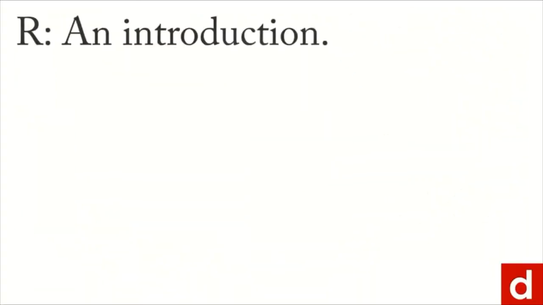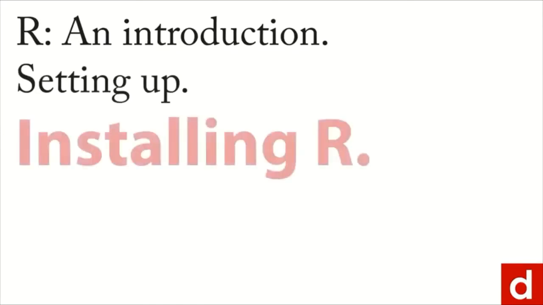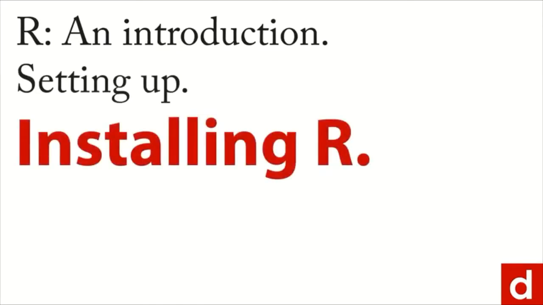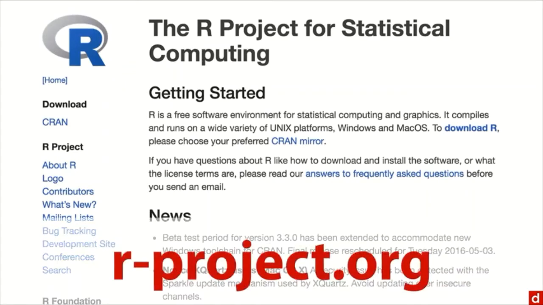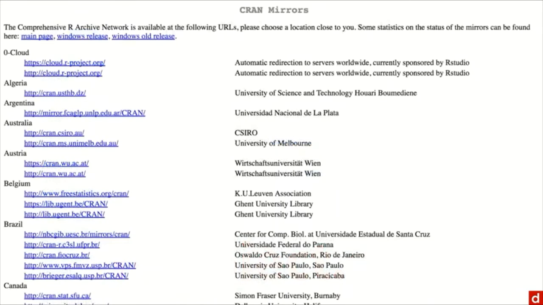The first thing that we need to do for our introduction is to get set up. More specifically, we need to talk about installing R. The way you do this is you can download it. You just need to go to the home page for the R project for statistical computing, and that's at r-project.org. When you get there, you can click on this link in the first paragraph that says Download R.